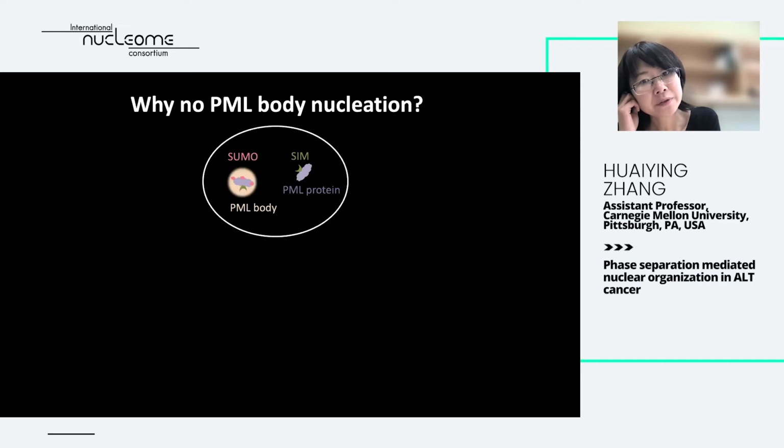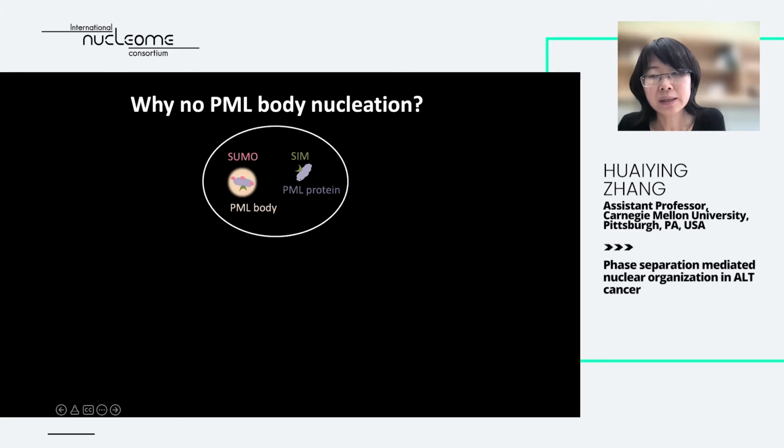We thought that might have to do with whether the PML protein is SUMOylated or not when they're not in the PML body. So this is the nucleus, the PML body. We know that the PML body is a hotspot for SUMOylation, so that the PML protein is modified by SUMO, 3 SUMO sites, 1 SIM.